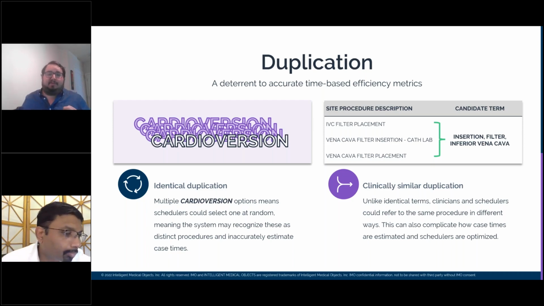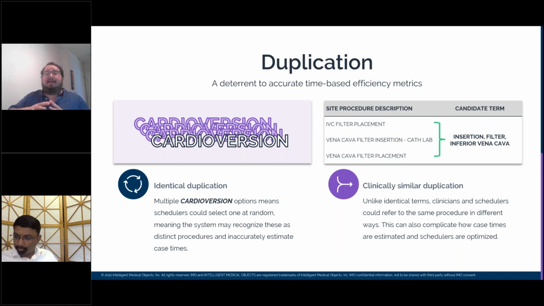We can see that here with vena cava filter insertion cath lab versus just vena cava filter placement. But both of these can cause very similar problems when it comes to trying to calculate out the case duration accuracy and really just overall data management in the OR. If a case is scheduled with different procedures, so if let's say 1 week it is scheduled with one cardioversion and the next week it's scheduled with the other cardioversion, the system is not going to calculate those times together. It's not going to record all the other OR data together as well. It's going to treat those as two separate procedures. So this can cause issues.